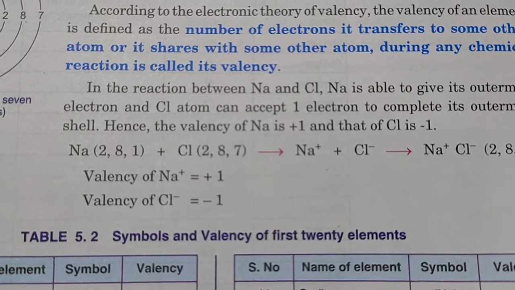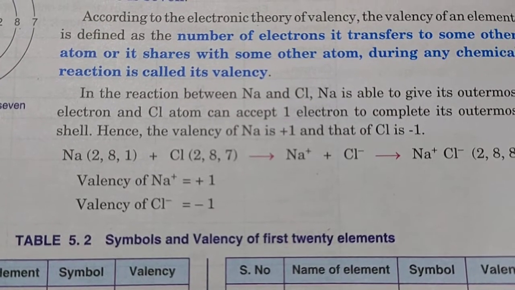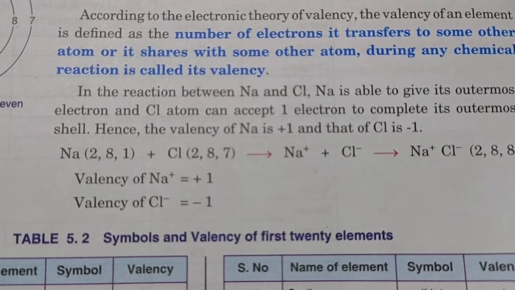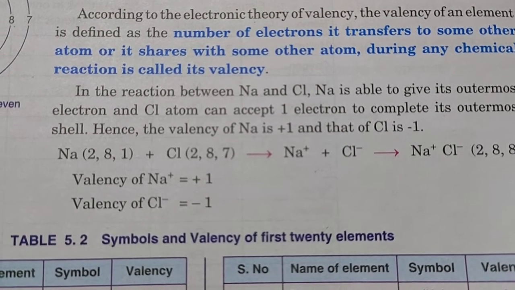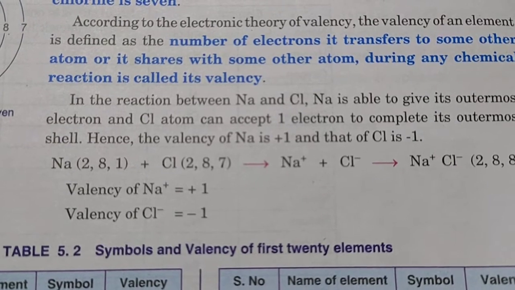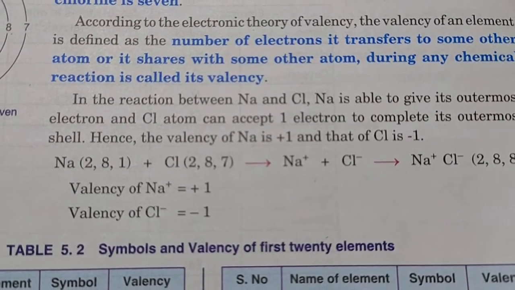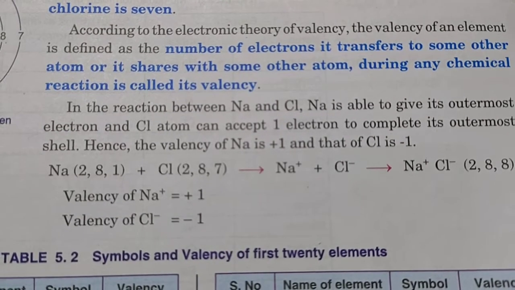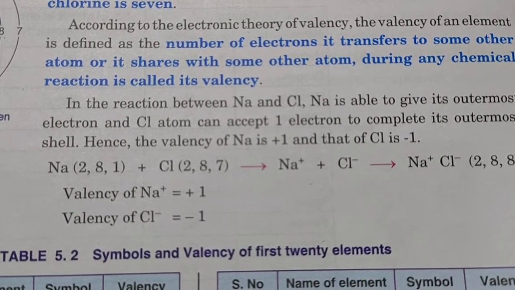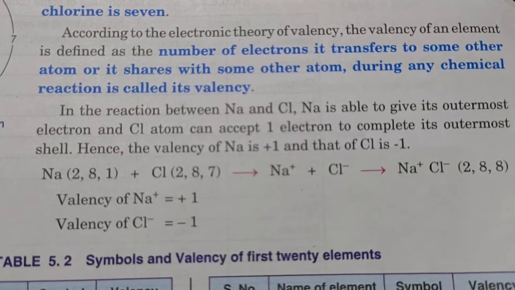So if it loses one electron, the outermost shell is complete. Right. So what happened? Sodium will lose one electron to complete its outermost shell. If it loses one electron, the electronic distribution will be 2, 8 and it is stable. It completes its octet.